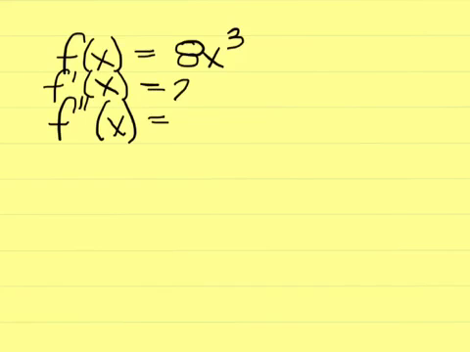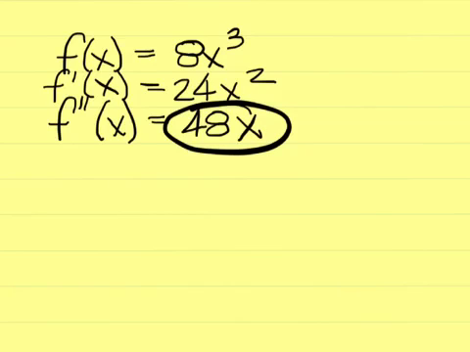So the first derivative is 24x to the second. And then using what that first derivative is, you go to the second one. It would simply be 48x.